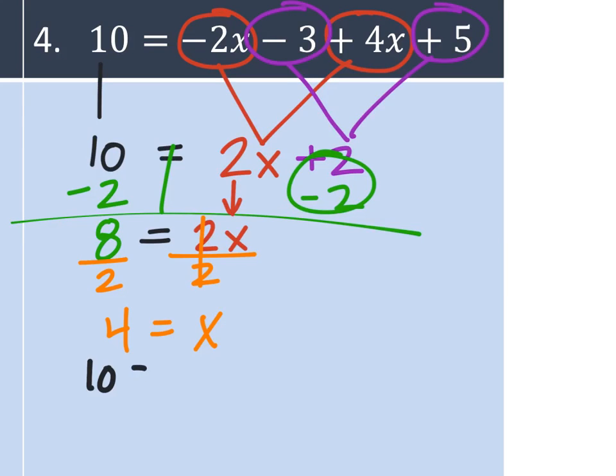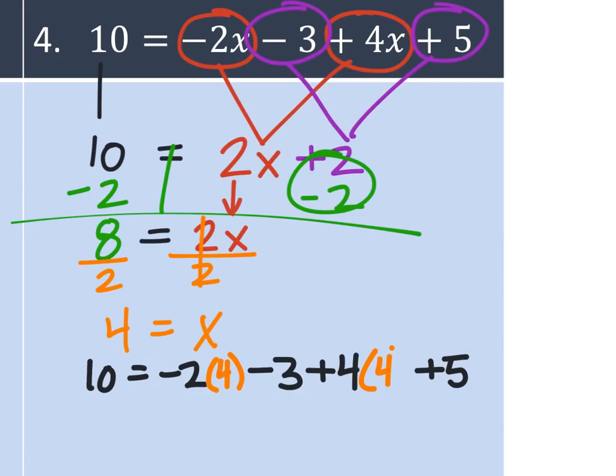So it's the original equation, 10 equals negative 2x minus 3 plus 4x plus 5. But we think the x value is 4, so I'm going to look at those two x values and replace them with 4. Then we'll evaluate the right side of the equation, just to make sure it's equal to 10, right? So we get 10 equals, does it equal this? So I got a question mark right there.